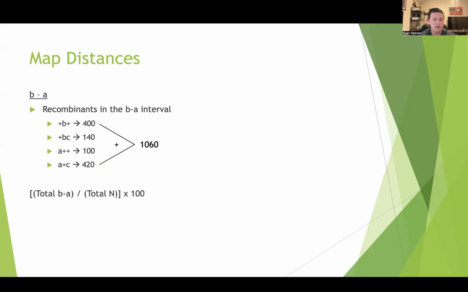In the equation, we have our total B to A recombinants over the total number of resulting genotypes, and then multiply that by 100. So we find 1060 divided by the total 5,742. Times that by 100, we get 18.46. Percentage-wise, this can be the recombination frequency, but it's also the distance between the B and A genotype in the sense of centimorgans, which is 18.46. And for each centimorgan, there is a 1% chance that these two genes will recombine.